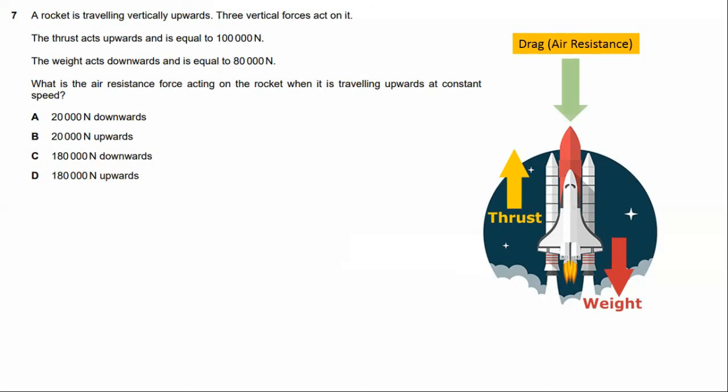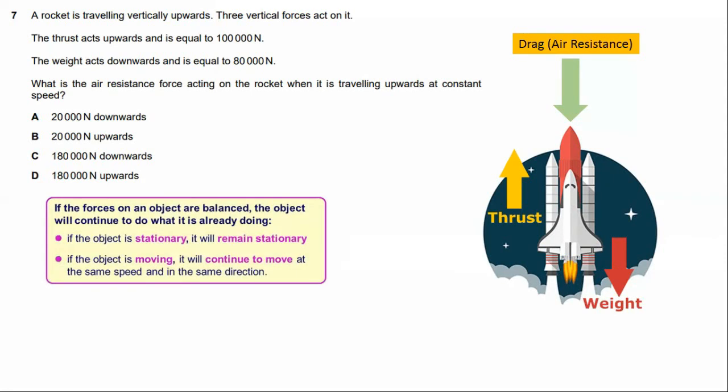As I explained in question 5, drag forces act in the opposite direction. So we can draw the direction of drag force in the downward direction. Air resistance on the rocket therefore must be acting in the downward direction. So answers B and D can be eliminated since they have given the direction as upward. In order to calculate the size of air resistance, we have to apply Newton's first law to this problem.